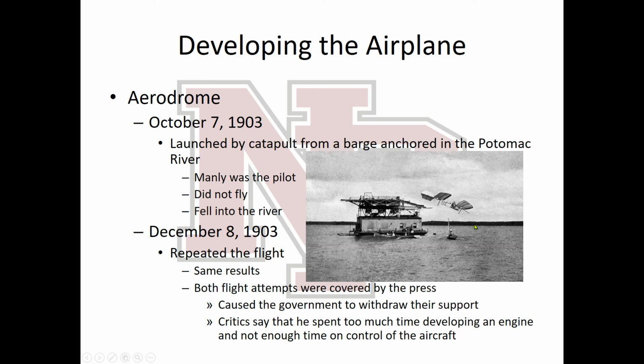The one thing I want to point out here is notice the dates: December 8th, 1903, October 7th, 1903. Those are very interesting dates when we get into the next few slides here. So pay attention to those dates and look for what we're coming up to.